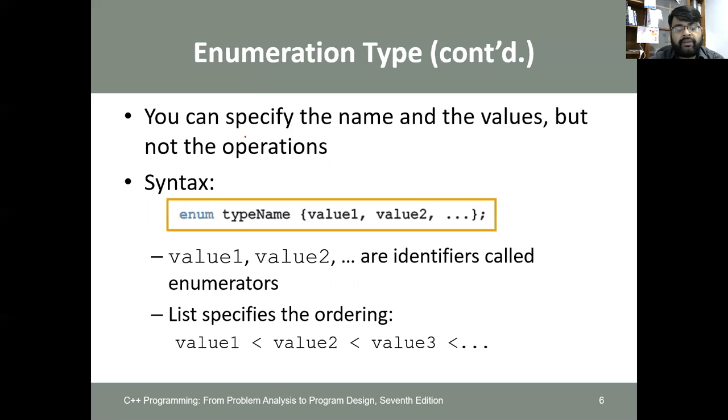So you can actually specify the name and the values, but not the operations. Of course, what we can do is specify the name and the values, but not the operations. That's the limit on enum.